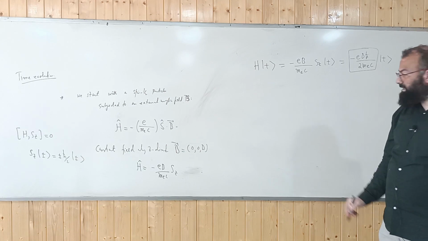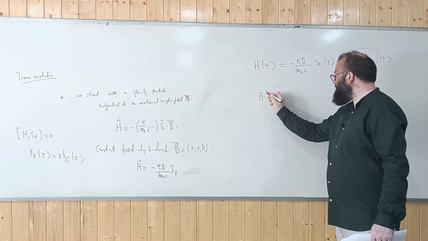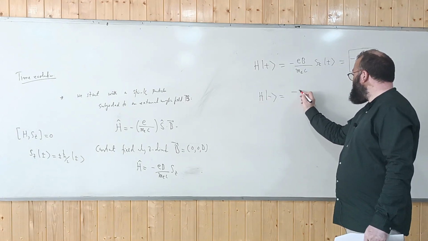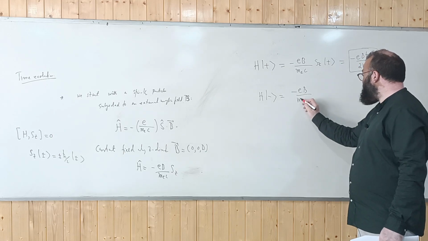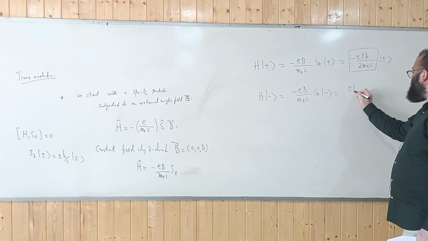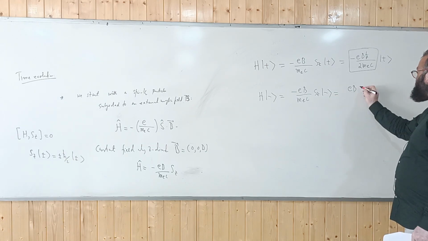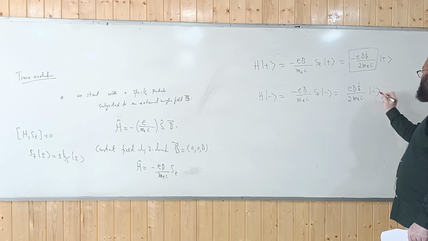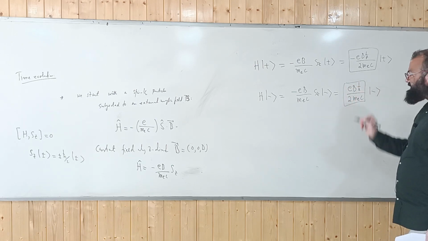So this will be the energy. Clear? Then you have H acting on minus. So what will you get? Minus eB by mec, Sz acting on minus. So it will be minus h-cross by 2, giving eB h-cross by 2mec, times minus. Got it? So you now have two energies.